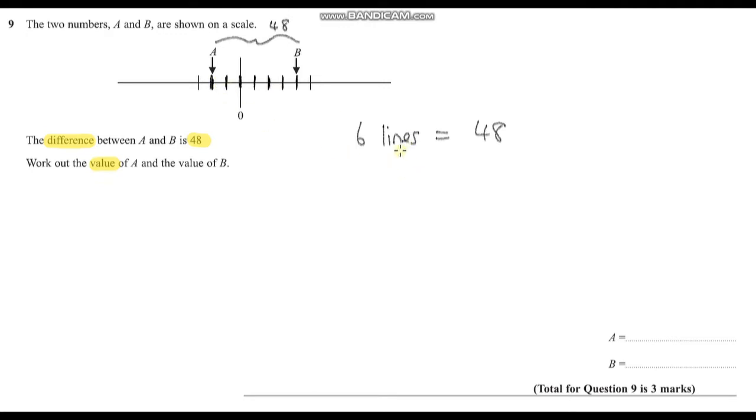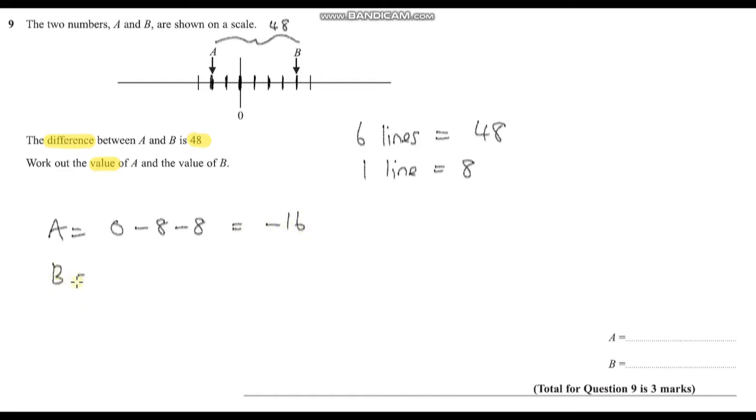So now we can work out what each line is. If 6 lines equals 48, for one line we're just going to divide both sides by 6. So 48 divided by 6 gives us 8. So one line is equal to 8. Now we can work out a and b because we know that this is 0. So a is going to be equal to 0 minus 8 minus another 8. So take away 8, take away another 8. Well, that's just going to be negative 16.